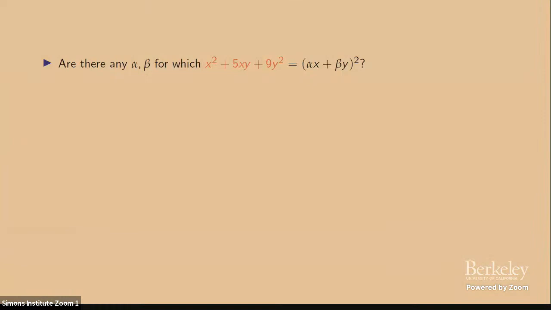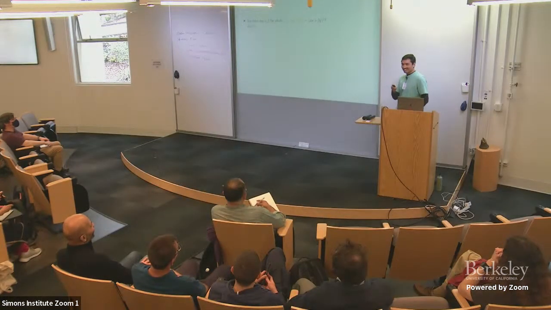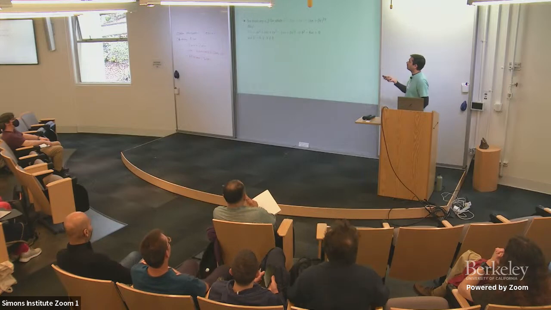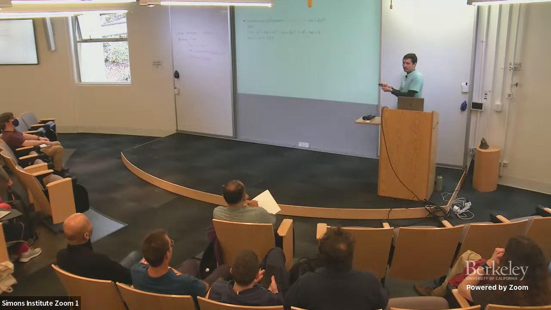So if I ask you, are there any numbers alpha and beta for which alpha x plus beta y, the whole square, the square of the linear form, is equal to that particular quadratic polynomial? Good. Can you tell me why? So there is a shorter proof for that. We have this discriminant law, right? If it actually looks like this, then b squared minus 4ac would be 0. And you can quickly plug in these values and see that it is not 0. So this lets you prove that something is not of the type that you want.